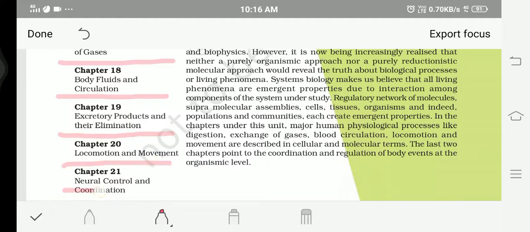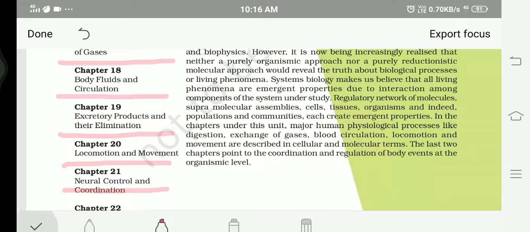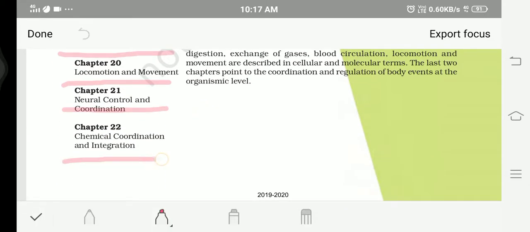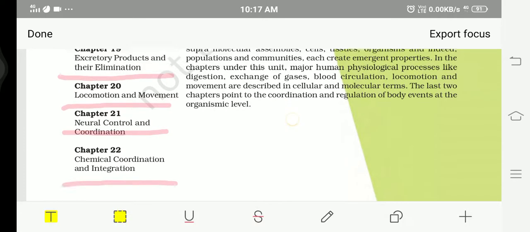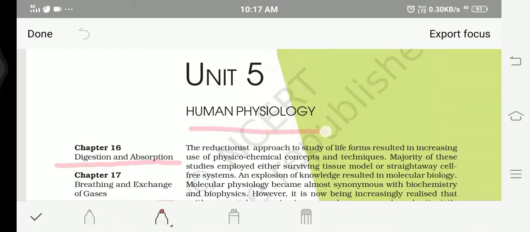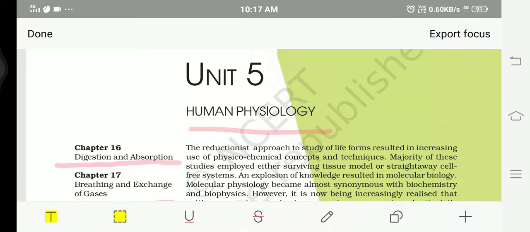Then neural control and coordination. Then chemical coordination and integration. These are the chapters we are going to study in human physiology. Let us study the first chapter in human physiology, called digestion and absorption.